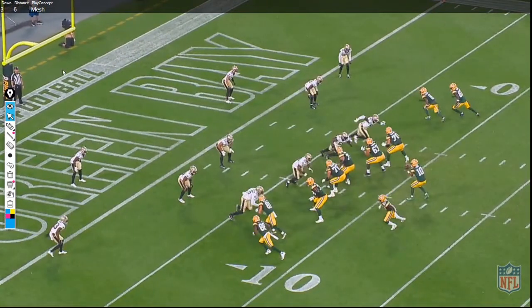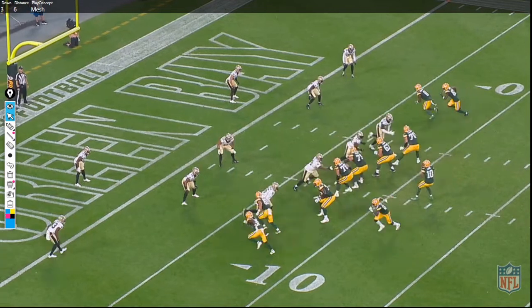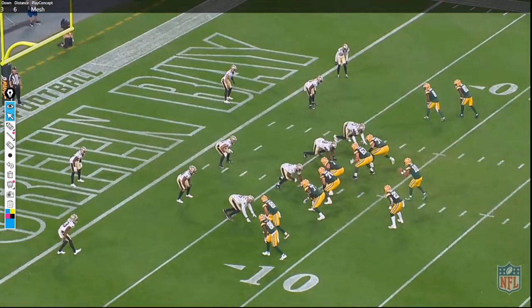Okay, so this is going to be mesh, which is one of my favorite concepts, and it's one that I've talked about. The Packers have not done super well with it last year. And they didn't do well with it here, and there's a reason for that. So what's going to happen is mesh. At the heart of mesh is two crossers.